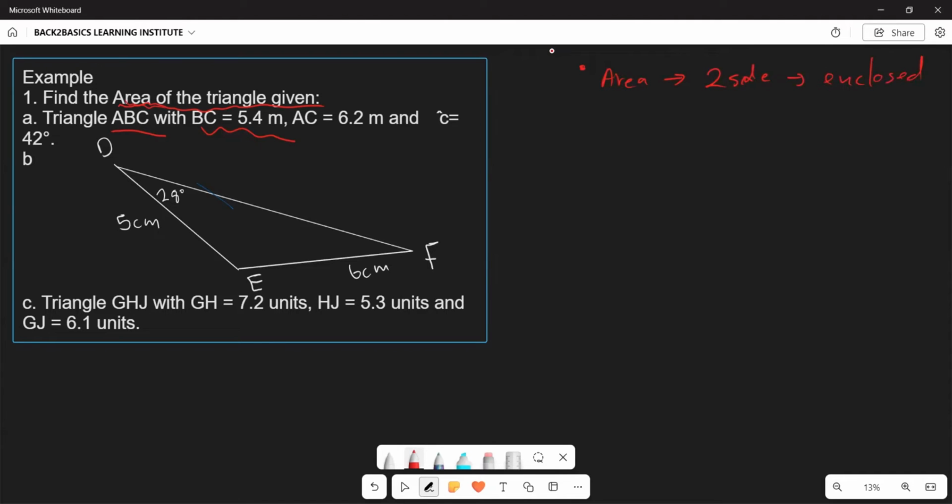So now, do you have the two sides and an enclosed angle? No, because look, you only have this angle here. You don't have this side, and you only have this side, right? Similarly, here you have this side, but you don't have this side, right? So now, what is the best that you can do here?